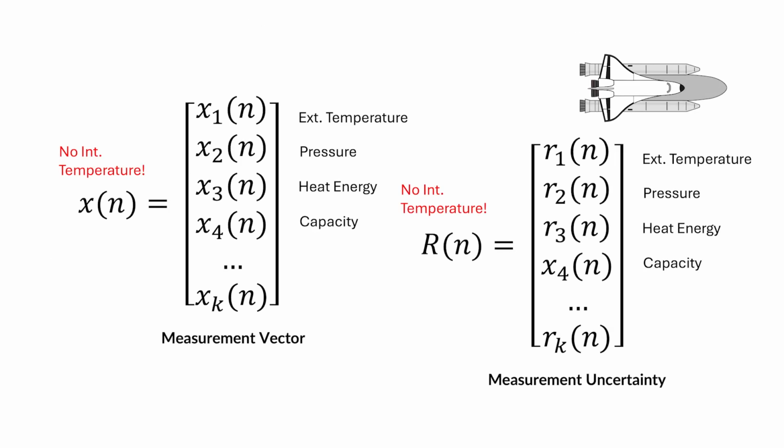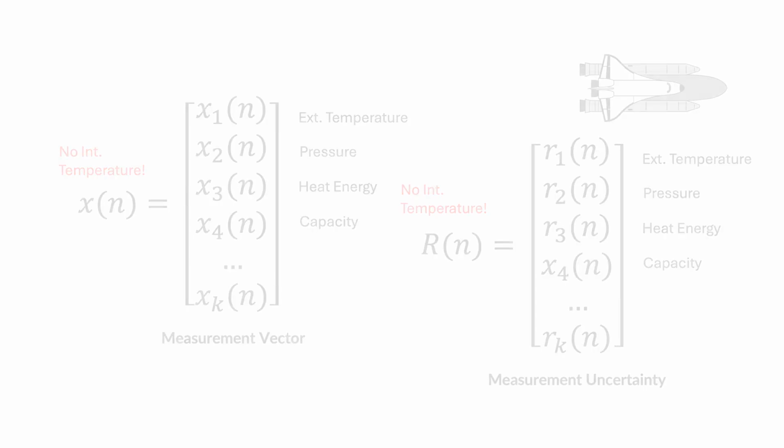But I also talked about measurement, right? So we need 2 vectors, one to hold the measurements and one to hold the measurement uncertainty. So how unsure I am of each variable at each time, and that's the measurement uncertainty.